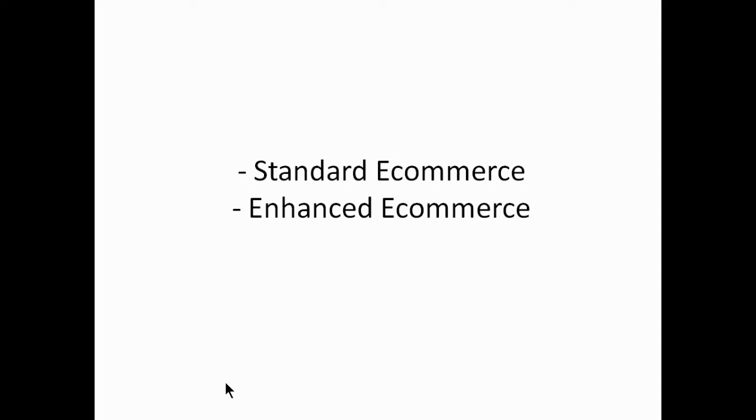So we basically have two types of e-commerce tracking. One is the standard one and the second is the enhanced one. In this video we will be covering only the standard one. The standard one basically focuses on what data was purchased, and enhanced e-commerce is basically about how it was purchased.